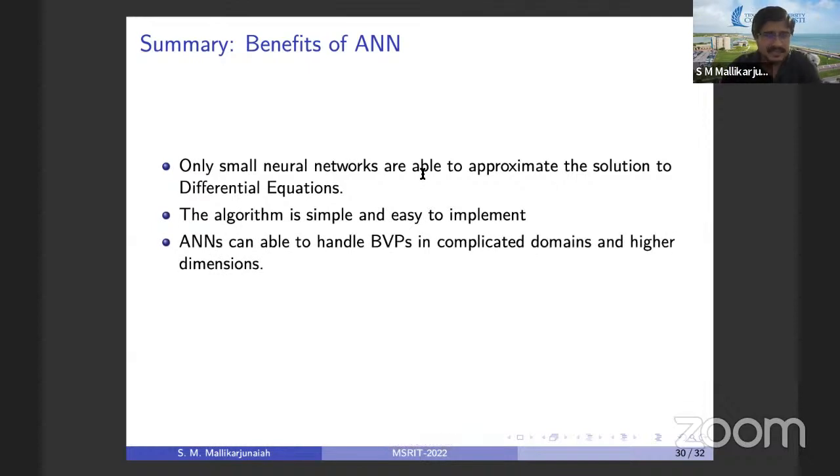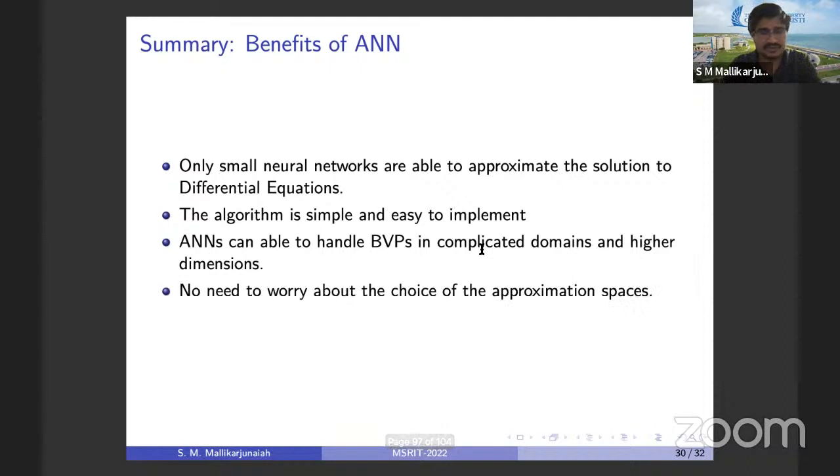And then these ANNs, artificial neural networks, are able to handle BVPs in complicated domains, and even higher dimensions. But if you devise any other numerical method, you have to devise it as a dimension-dependent method. Now this is almost dimension independent, I say almost. And then there's no need to worry about the choice of approximation spaces.